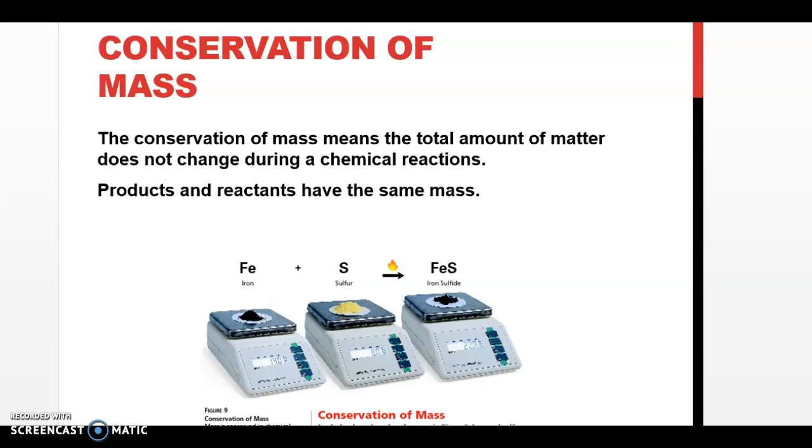So, for instance, we're showing you here, and it's kind of hard probably for you to see, but we have 14 grams of iron and 8 grams of sulfur. When I put these together, 14 plus 8 gives me 22. So when I put them together, that's yielding. We're heating them up. That's why they're able to go together, heat them up, and they get iron sulfide, which is 22. They have the same mass on both sides of the equation. So conservation of mass basically says the total amount of matter does not change during a chemical reaction. You have the same stuff on the product side as you do on the reactant side. So products and reactants have the same mass.